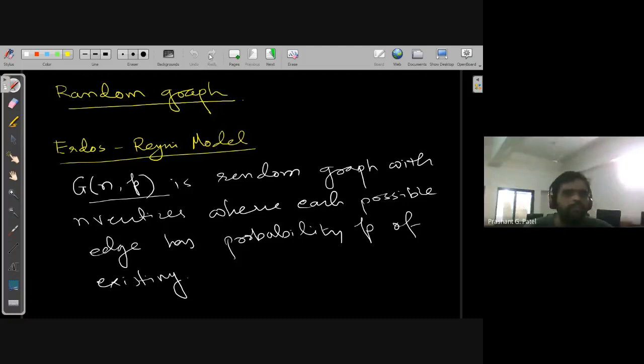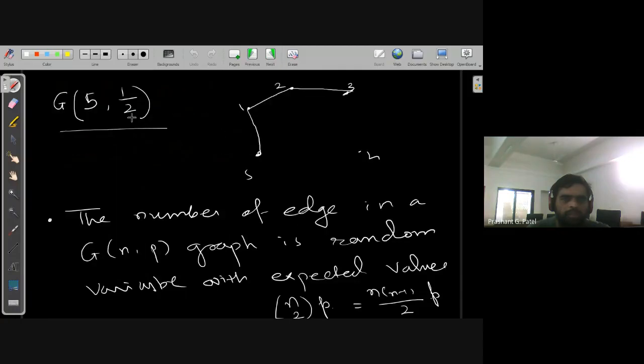So let's recall what we did in the previous lecture. In the previous lecture, we talked about the Erdos-Renyi model, which is denoted as the G(n,p) graph model, where n denotes the number of vertices and p denotes the probability of having the edges. Then we saw the expected number of edges in the G(n,p) graph model, and it turns out to be n(n-1)/2 times p.